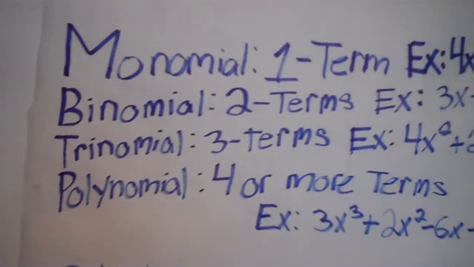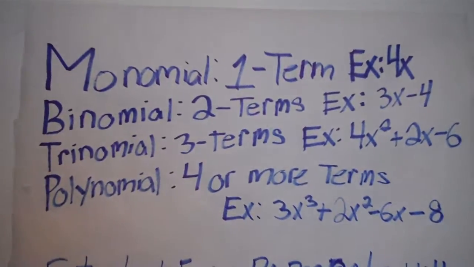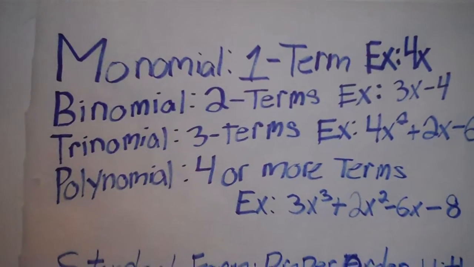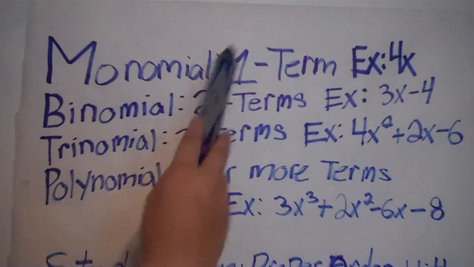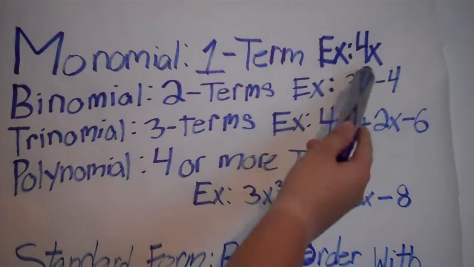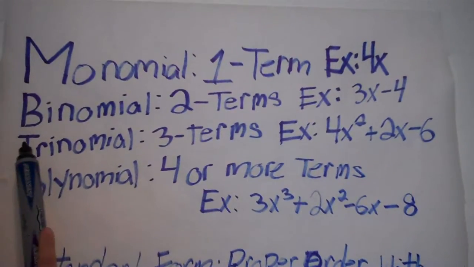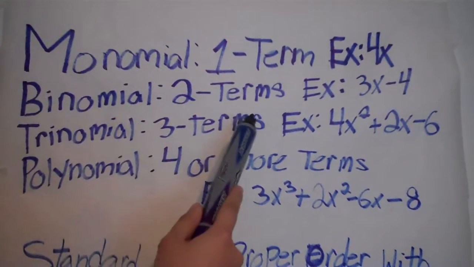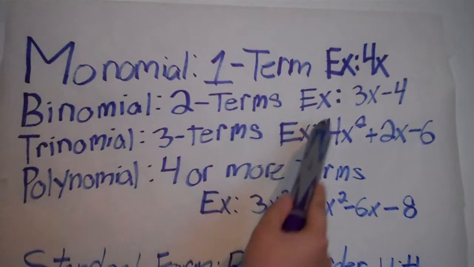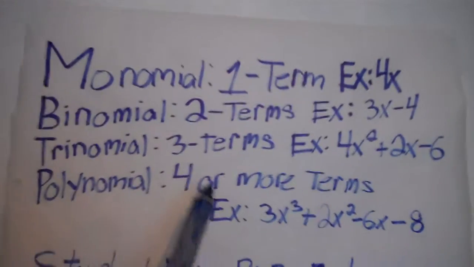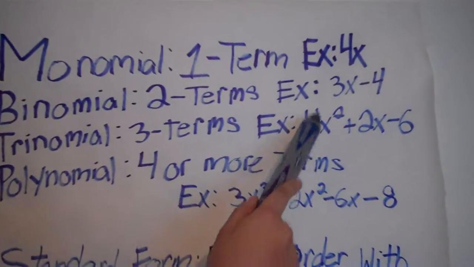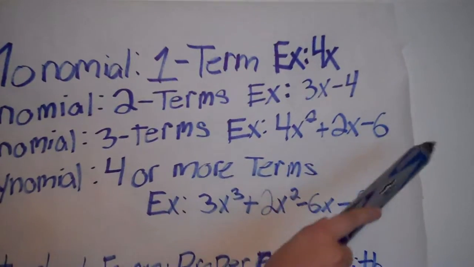Okay, so the first thing you need to know for classifying polynomials in standard form is the different terms. First we have monomials, which is one term, and an example of that is just 4x. Binomials have two terms, so an example for that is 3x minus 4. Trinomials have three terms, so an example is 4x squared plus 2x minus 6.